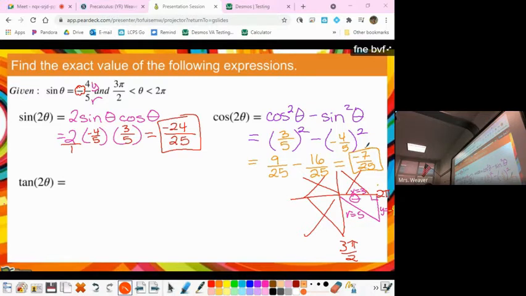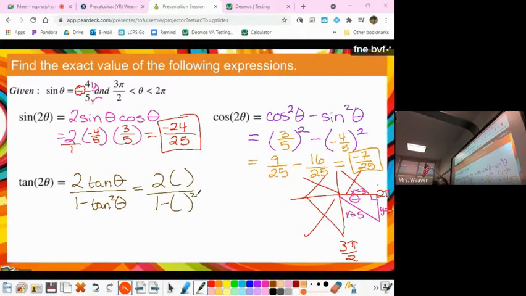So far, so good. Questions for me on that formula? Really, I wanted you to make sure you understand how to plug that in when you're squaring the sine or cosine value. Okay, so let's run through the tangent of 2 theta real quickly. So that formula is 2 tangent theta over 1 minus tangent squared theta. So when we're plugging in, it's going to be 2 times the tangent over 1 minus the tangent squared.